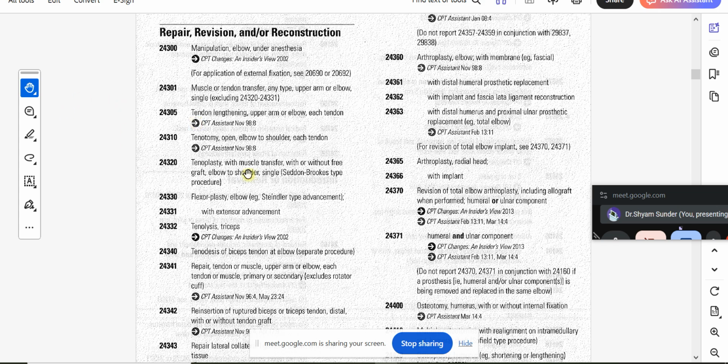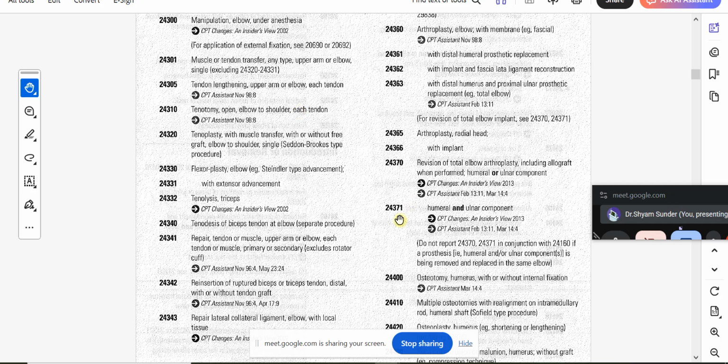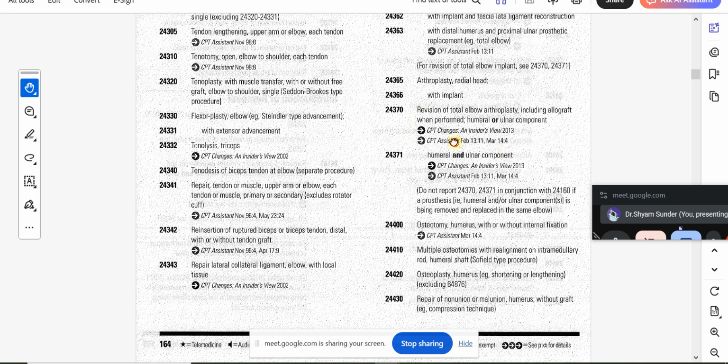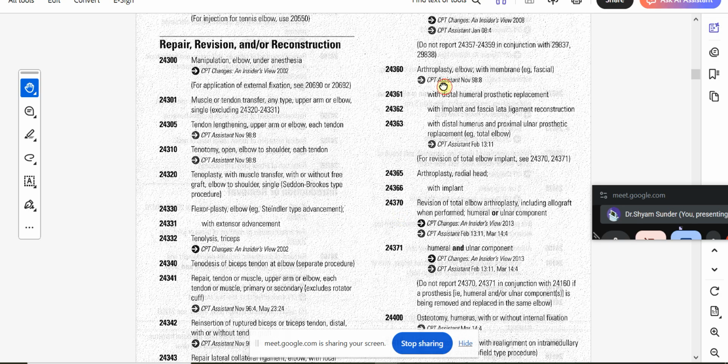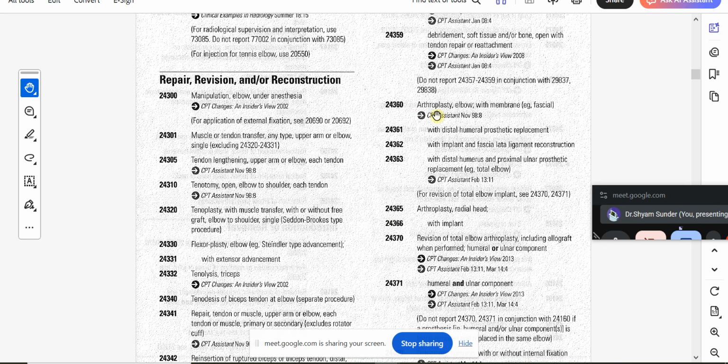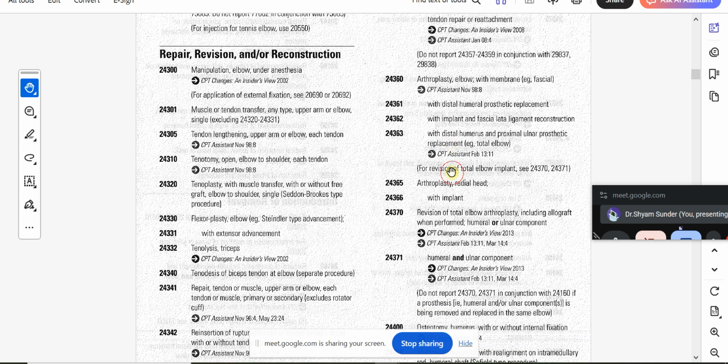For example, here we are in the upper arm elbow joint region. If you see here, 24360 arthroplasty, arthro refers to joint, elbow joint with membrane. So here they're totally replacing the elbow joint. 24362 with implant and fascia, late ligament reconstruction. 24360 with distal humerus and proximal ulnar prosthetic replacement. Total elbow is replaced in 24360.